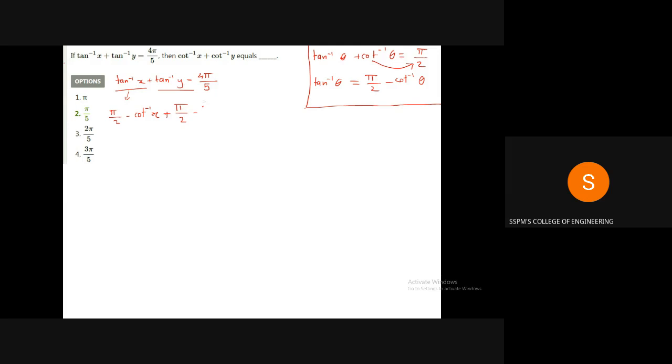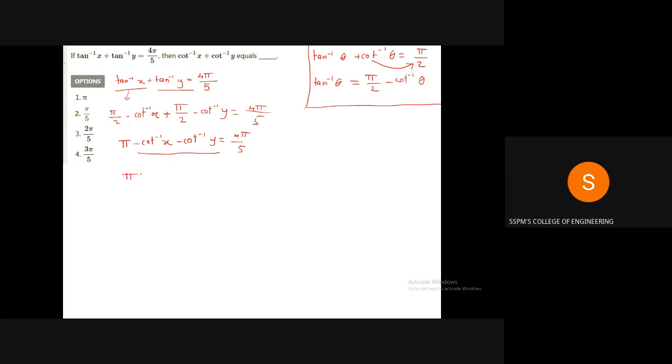minus cot inverse y is equal to 4 pi divided by 5. So this pi by 2 plus pi by 2 becomes pi minus cot inverse x minus cot inverse y is equal to 4 pi by 5. So we will take this 4 pi by 5 on the left hand side, and we will take these two terms on the right hand side.